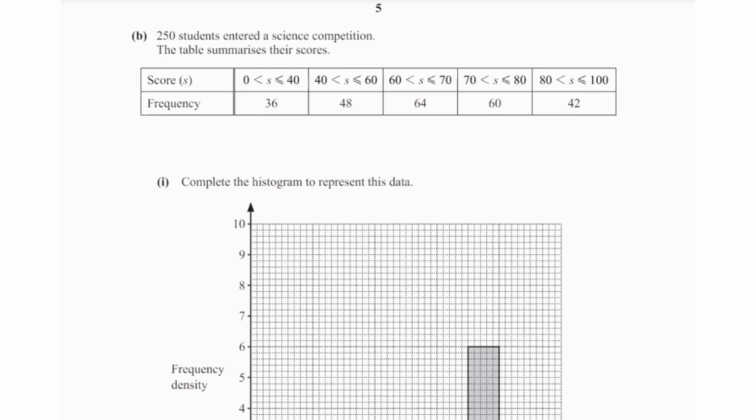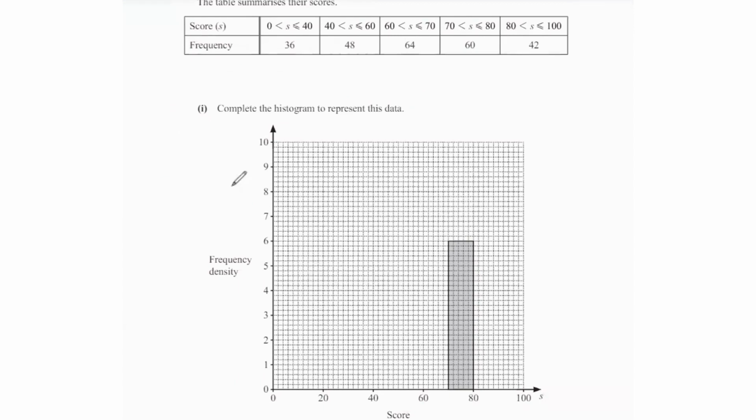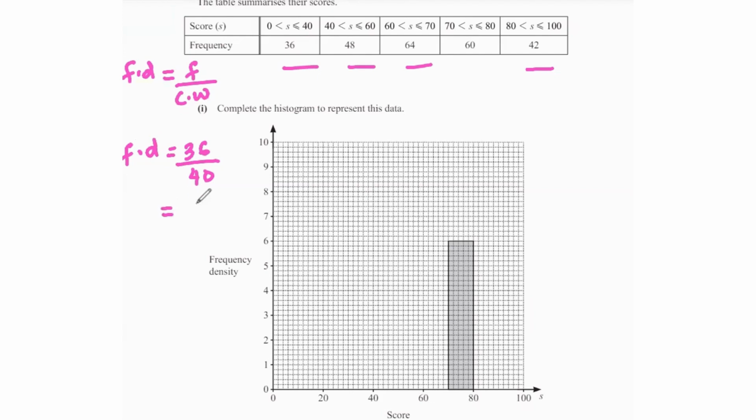In the next question, it says that 250 students enter a science competition. The table summarizes their scores. They want us to complete the histogram to represent this data. So in a histogram, we know that the y-axis uses the frequency density value. And frequency density has the formula of frequency over class width. So we need to find the frequency density of each interval. For the first interval, your frequency density would be 36 divided by 40. Class width is basically the difference of the maximum and minimum value of the interval. So 36 divided by 40 is going to be 0.9. Then for the second, that's going to be 48 divided by 20, which is equal to 2.4.